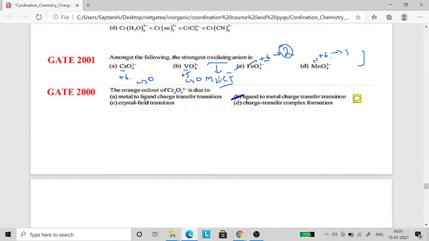So the thing actually is this has 2 electrons, so it can donate electrons easily, right? If it can donate electrons easily, then it has to be better than others, right? So it should be the strongest reducing anion because it's donating electrons, because it has more electrons. But oxidizing means that it oxidizes others and accepts electrons.